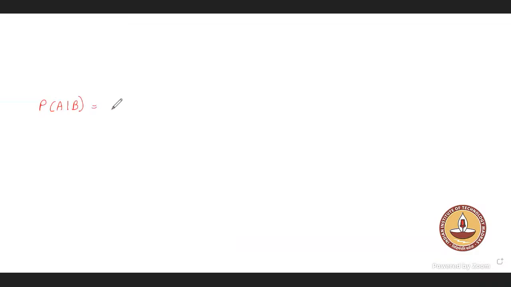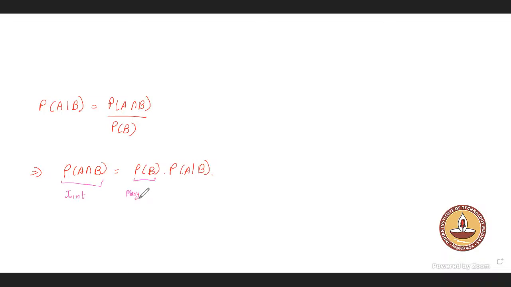A given B, the formulation was A intersection B divided by this, right? If I multiply both sides by probability of B, I got this. This is marginal, and this is conditional. A given B is equal to probability of A only if independent. If it is dependent, it is different.